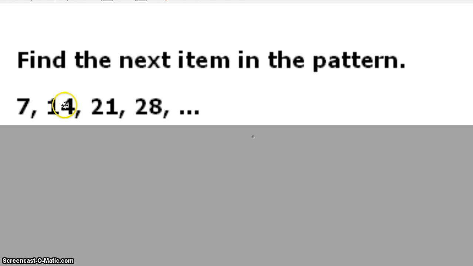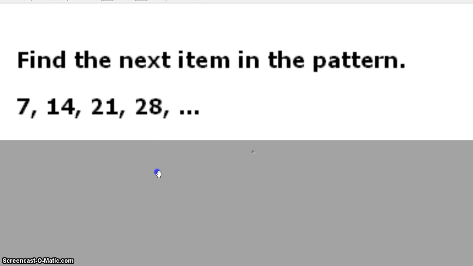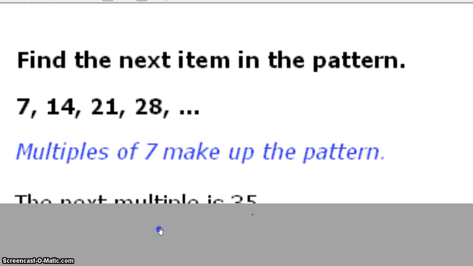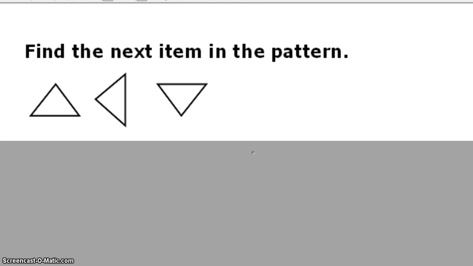7, 14, 21, 28. You got it. These are multiples of 7, right? And so the next multiple of 7 is 35. Very good. Let's try a geometry shape.